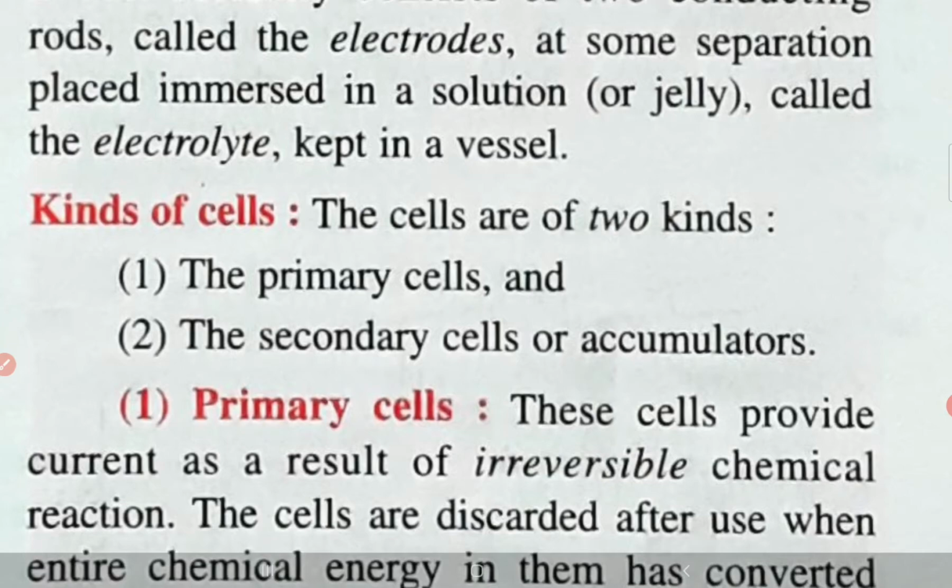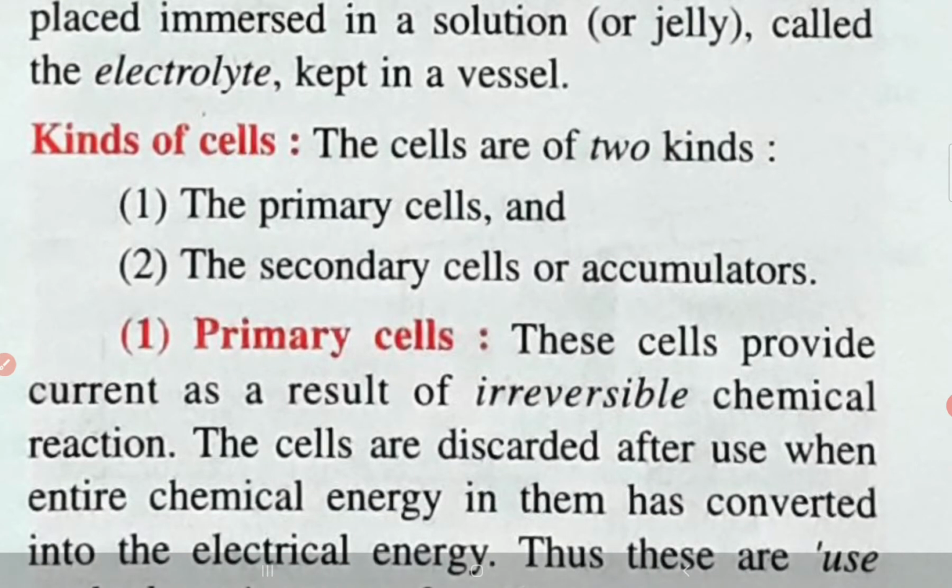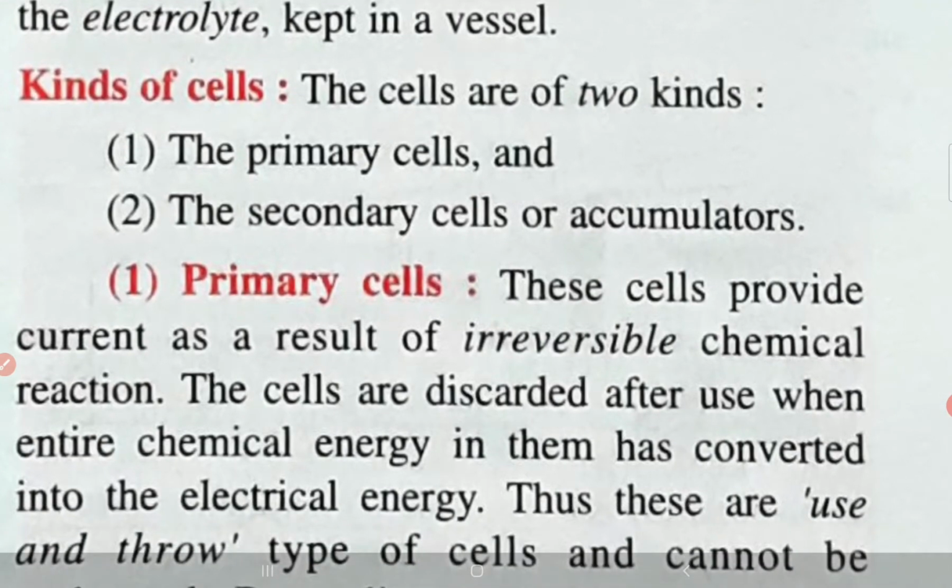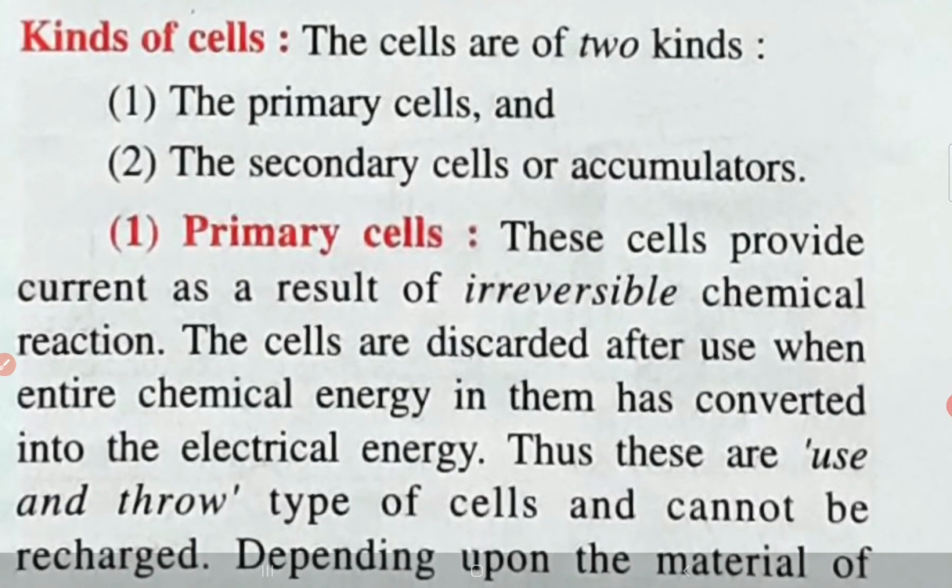That means we cannot recharge this kind of cells, this kind of batteries, like the cells which you use in your wall clock, the cells which you use in your remote control, right. And it is cheaper also, but we cannot recharge them. The cells are discarded after use, that means they are use and throw, right. So when the entire chemical energy in them has been converted into electrical energy, these are use and throw type of cells and cannot be recharged.